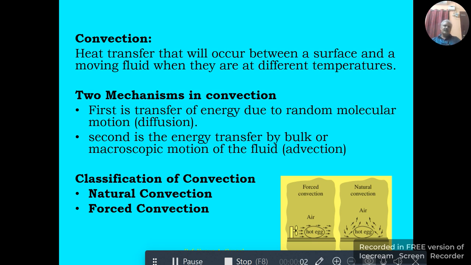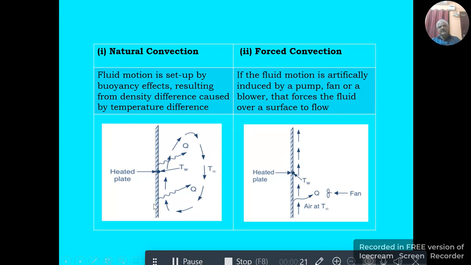Morning, students. In continuation to the earlier video lecture series, we have been seeing the modes of heat transfer. In this, we have seen convection heat transfer, and in the earlier video, we classified the two different types of convection: natural convection and free convection. For natural convection, the heat transfer takes place purely by the density difference, caused by the temperature difference.